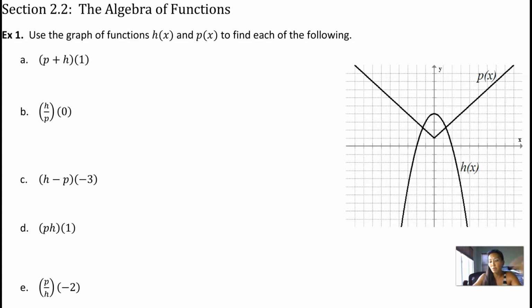Now you have to just be careful with division. What can we not divide by? If your output is 0 and it's in the denominator, then you would say undefined. So this is the same as saying P of 1 plus H of 1. That doesn't mean times. These are functions now. This doesn't mean P times 1. That's P of 1. So what is the output at the x value 1? Here's 1. Here's my P graph. The output is 2. And for my H graph, the output is 3. So this would equal 2 plus 3, which is 5.